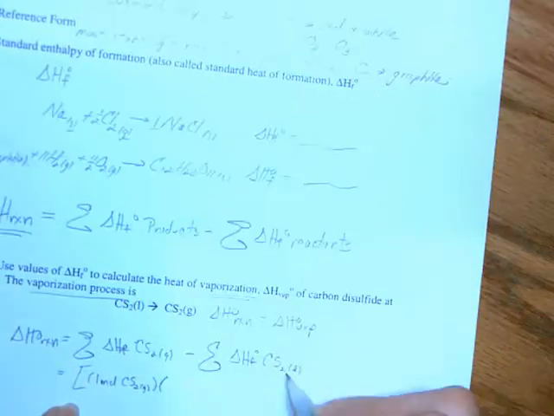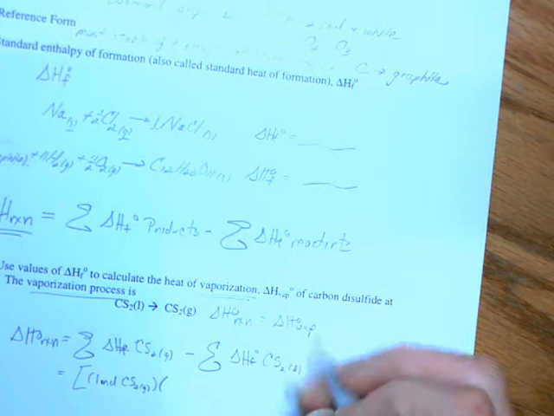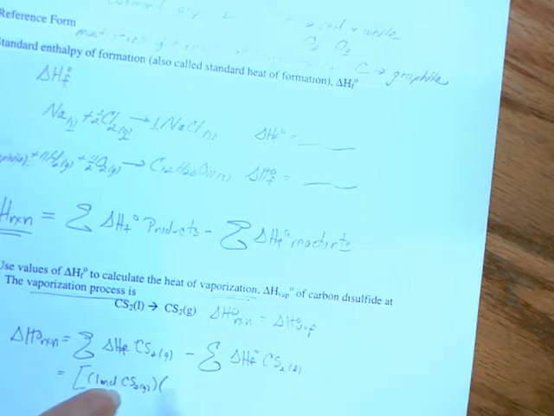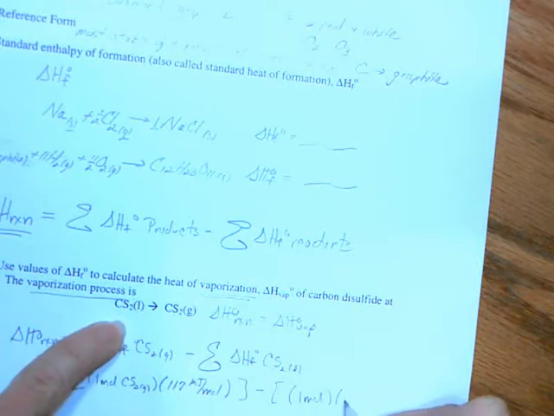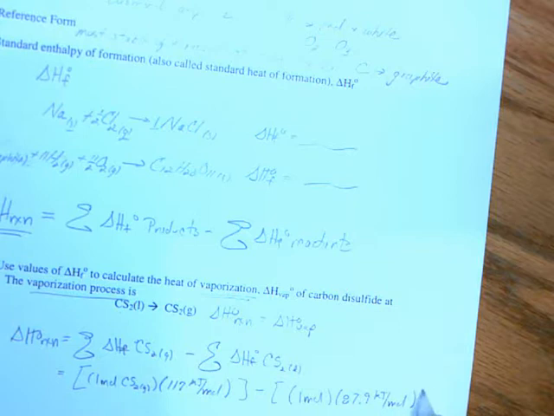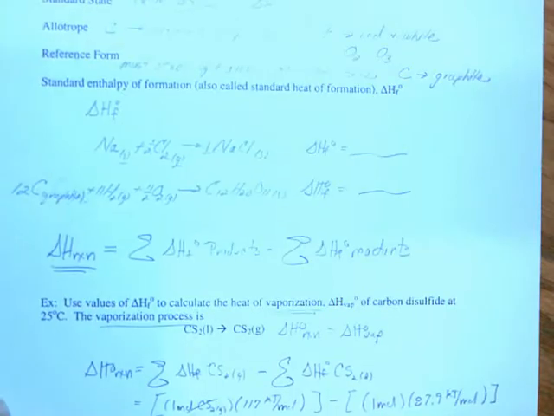The enthalpy of formation, and if they're not in the table, I will definitely provide them, of the carbon disulfide gas is 117 kilojoules per mole, positive. And we're going to subtract from that, and we have 1 mole of our reactant also. And the enthalpy of formation of the liquid state is 87.9 kilojoules per mole. And so, being just very careful with our math, we get 29 kilojoules per mole.